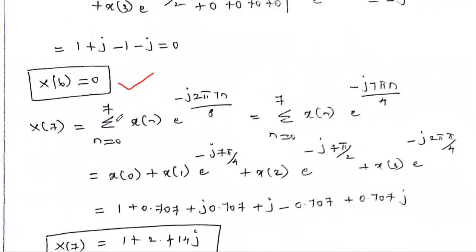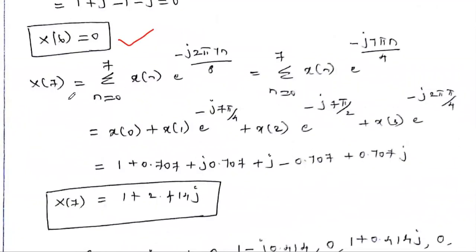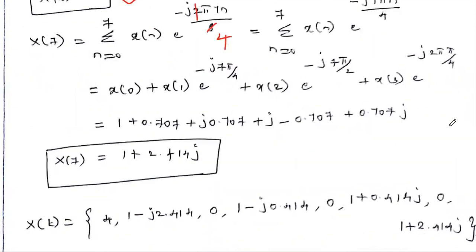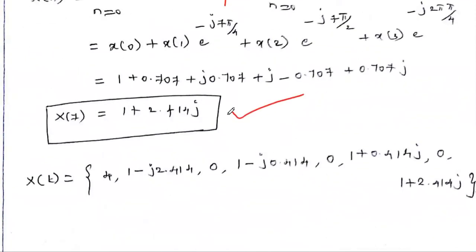Similarly, the last one, x of 7, we have to calculate. The x of 7 is nothing but summation n equal to 0 to 7 x of n e power minus j 2 pi 7 n by 8. Here, cancelling 2 and 8, we get 4. So e power minus j 7 pi n divided by 4. Similarly, you just expand it and find the answer. The answer is 1 plus 2.414 j. So these are the 8 different answers for k from 0 to 7.